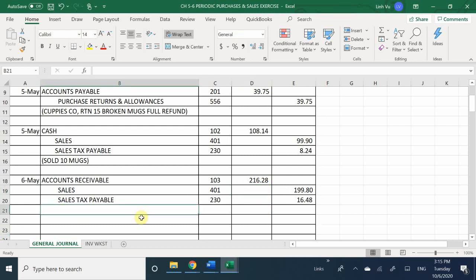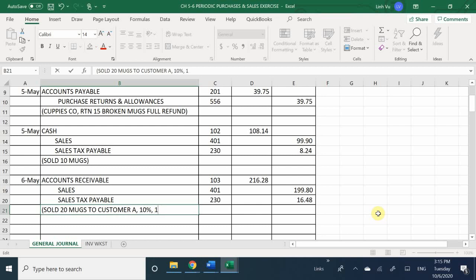And I'm also going to make sure I write in here that I sold 20 mugs to customer A. Do we want to put the terms in there too? Yes. Which is 10%, 10 days, net 30. Perfect. Good.